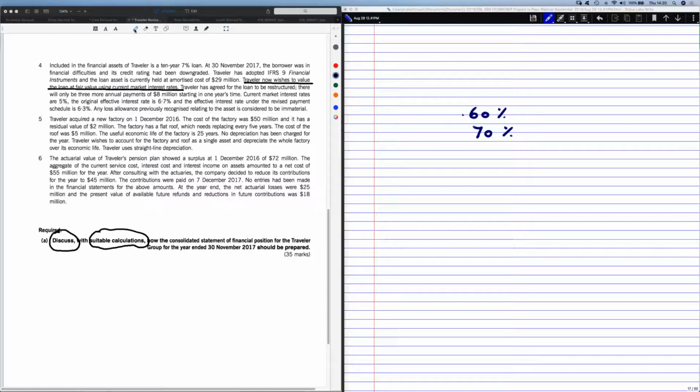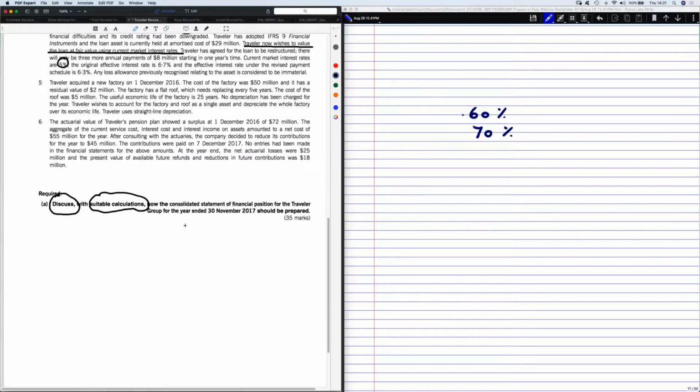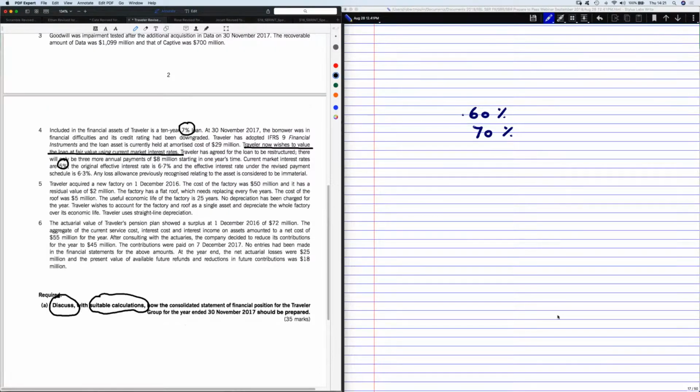It's a 7% loan, but current market rates of interest are only 5%. That's interesting to me because surely if the bond that I'm holding is giving me 7%, but market interest rates have dropped to 5%, that would seem to me that the fair value of my bond is going to go up. My bond surely is worth more now because it's paying more than the current market rate of interest. That seems to me to be one reason why you might want to change the classification, the measurement.